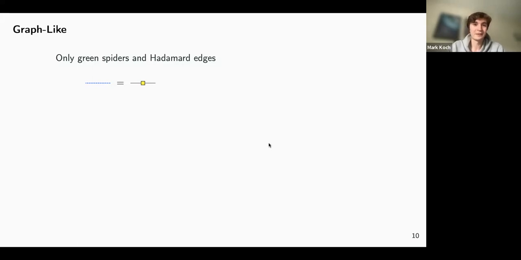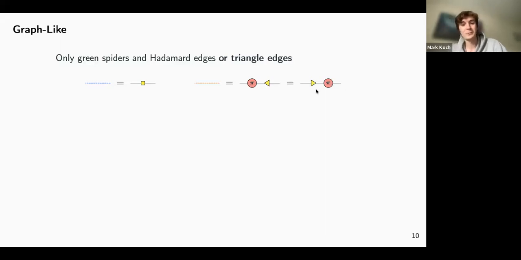Therefore, we apply a nice trick. Namely, we define the triangle edge like this, namely a triangle composed with a red pi node, because this is actually the same thing as the pi on the other side, so it's symmetric. Right? So using this trick, we can just keep the undirected setting and just compose red pis if we want to indicate a direction.